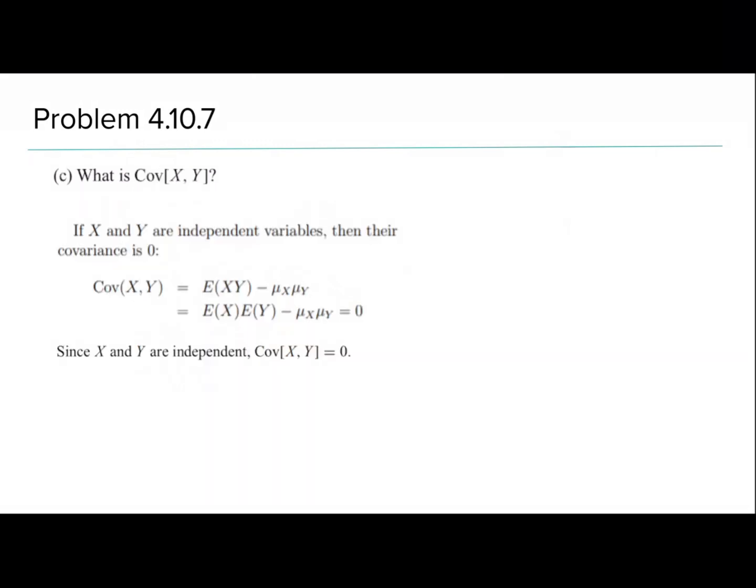For the third part, we have to find the covariance of xy. We just found the value of E of xy, which is 6, minus mu x mu y, which is the same again. So for independent random variables, the covariance between them is always 0.